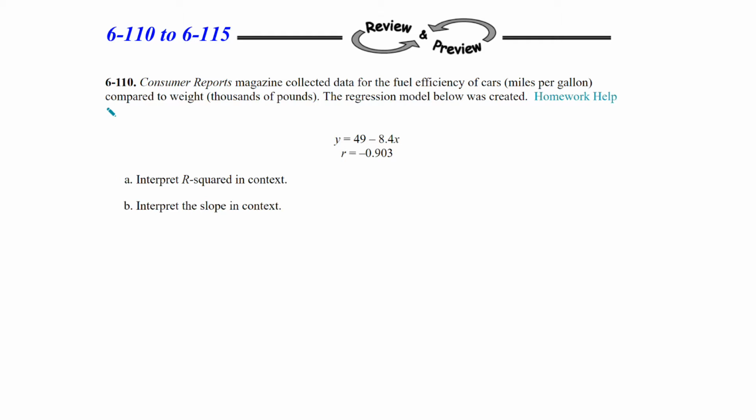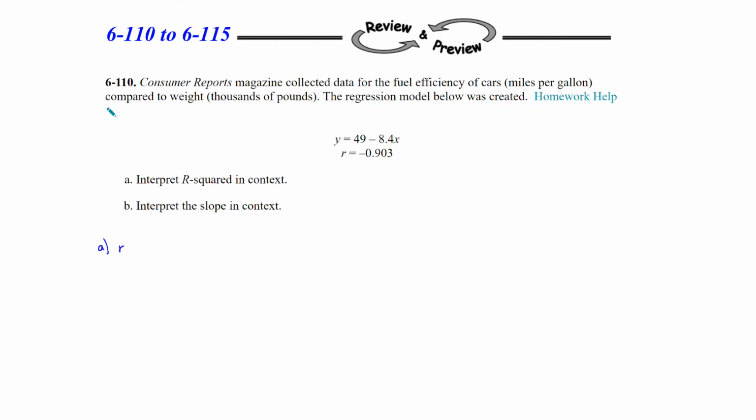Question 110. Consumer Reports magazine collected data for the fuel efficiency of cars in miles per gallon compared to the weight in thousands of pounds. The regression model below was created. y equals 49 minus 8.4x, and then the r value is negative 0.93. So we're answering two questions here. The first one is interpret what the R squared is in context.